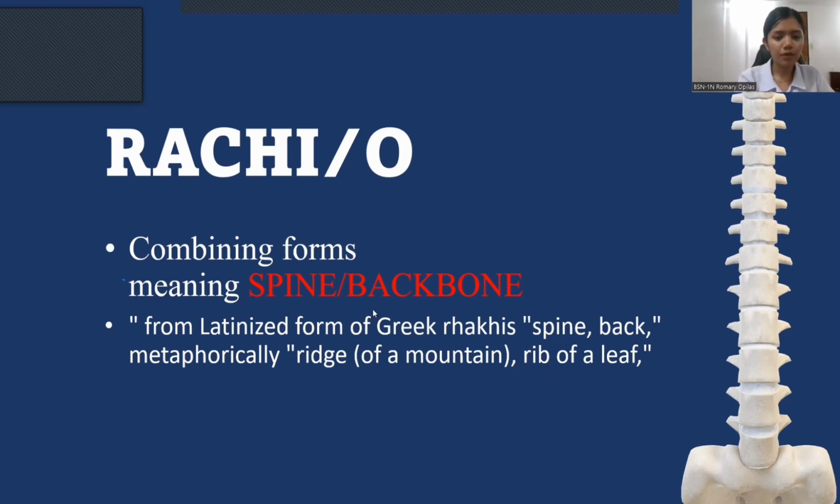So nakuha daw siya sa Greek word na rachis, meaning spine or back. And meron din siyang meaning metaphorically na ridge of a mountain or rib of a leaf. So doon na kinuha yung idea na rachis, yung word na rachio. So let's move on to the examples.